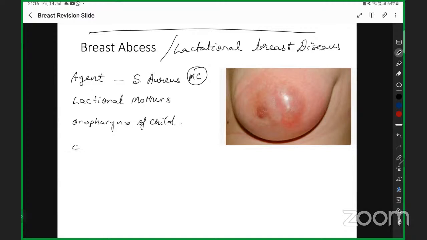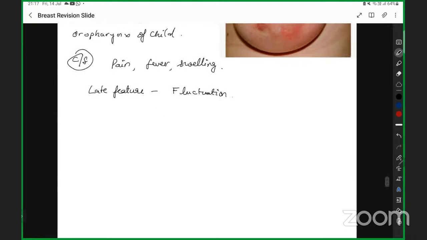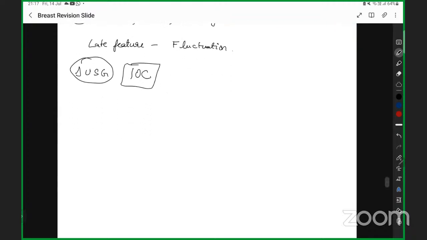Now, what are the clinical features you can find? There will be pain, there will be fever, there will be swelling, and the last and final feature you are going to find is fluctuation. You will have a fluctuation sign. Now moving towards the investigation: ultrasound is the investigation of choice in these patients.